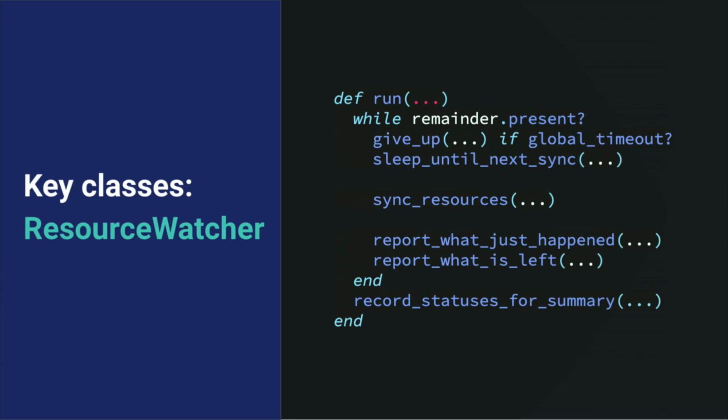After we talk to the API server, we tell the user about what we just saw. So did any resources just complete? Did they just succeed, fail, or time out? And what are we still waiting for? We let them know about that as well. Finally, we keep looping, and then once there's nothing left to watch, or when we hit the global timeout, which is something that you can configure, we exit.